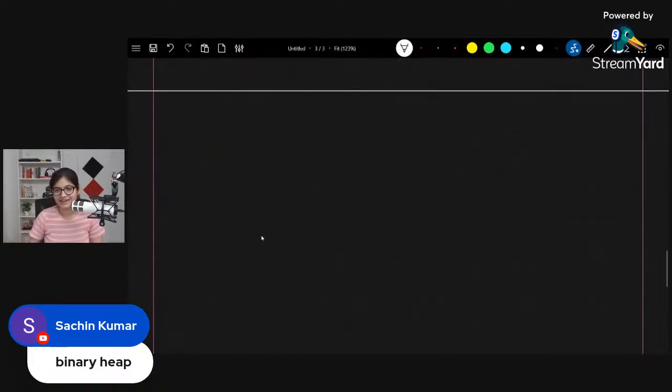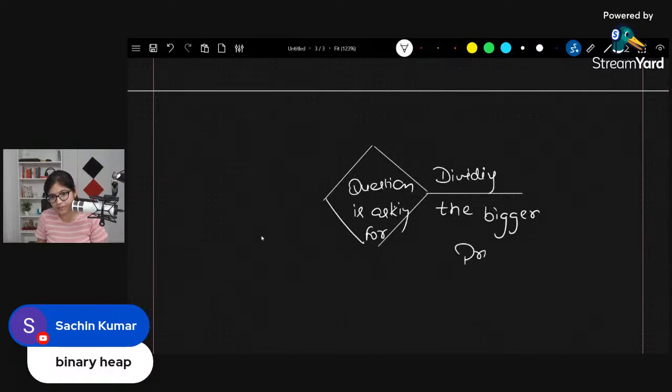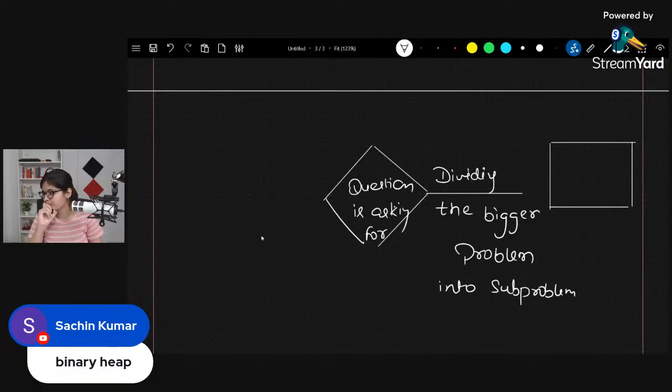The last important thing I want to touch upon: let's say your question is asking for dividing a bigger problem into various sub problems. You have been provided a bigger problem and you need to divide it into various sub problems. Which concept of DSA will you use here? For example, there are so many questions on Leetcode based on sorting or searching, or multiple problems on inversion count. Which technique in DSA should you know to get that idea?